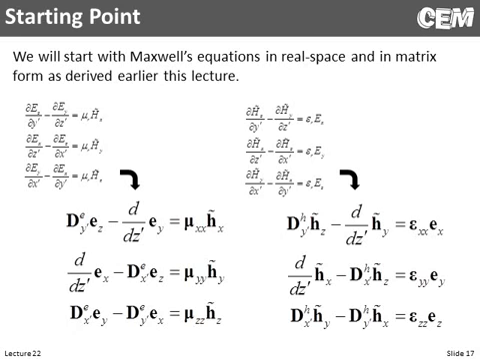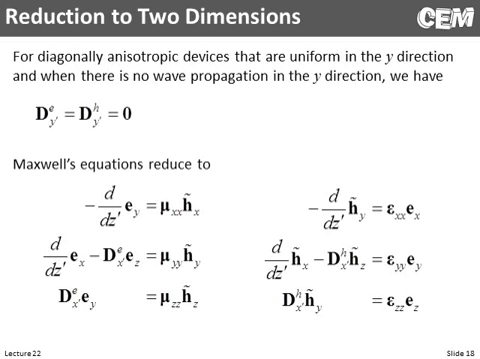We have the same starting point. We have our 6 Maxwell's equations that come from the curl equations. We approximate x and y with derivatives, finite differences, and we leave the z derivative analytical. So same starting point as the 3D method of lines. But now we're going to say that the y direction is a uniform direction, and we will restrict all propagation to be in the xz plane.